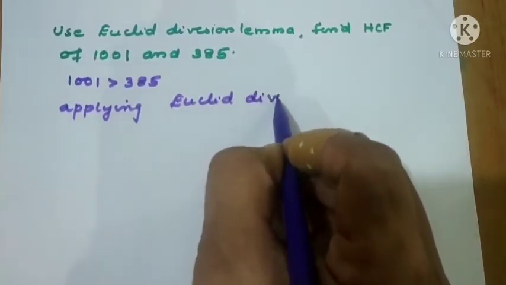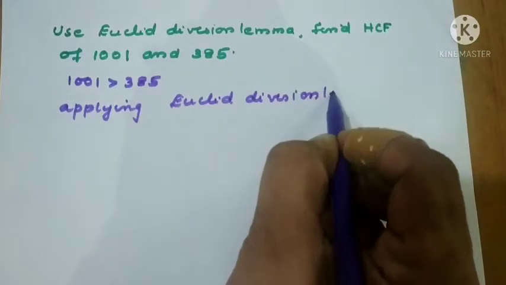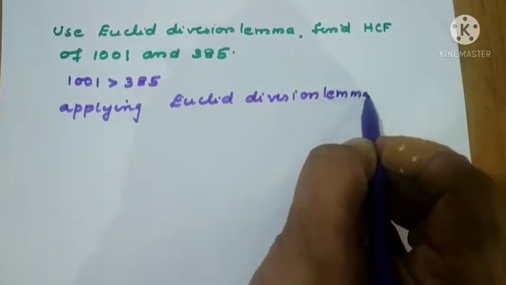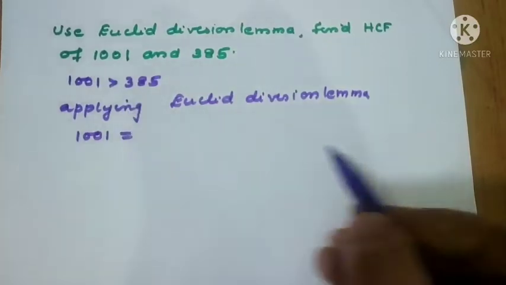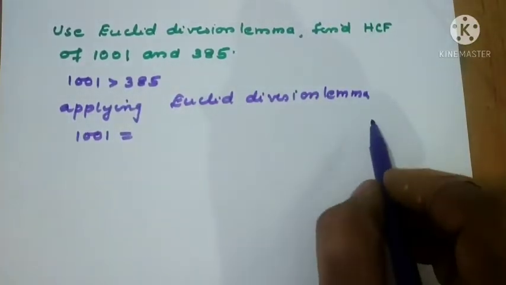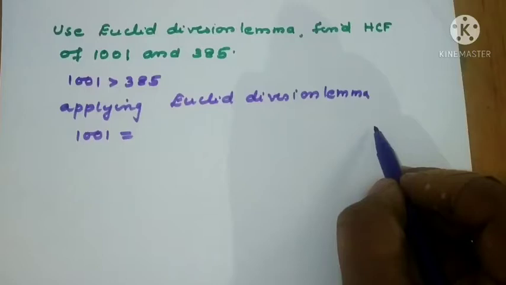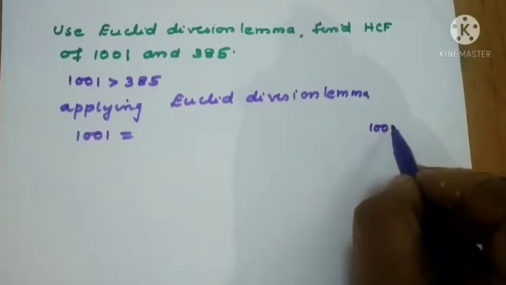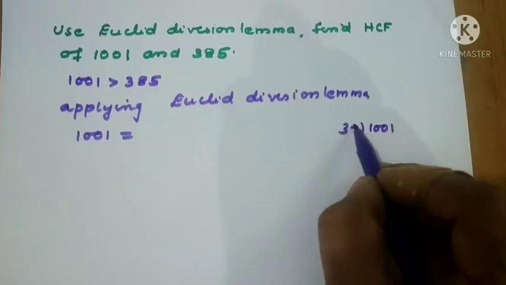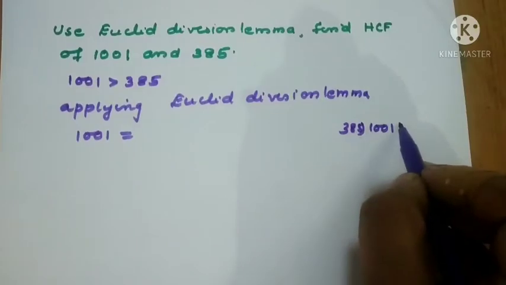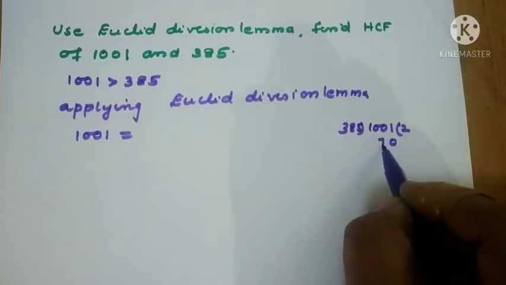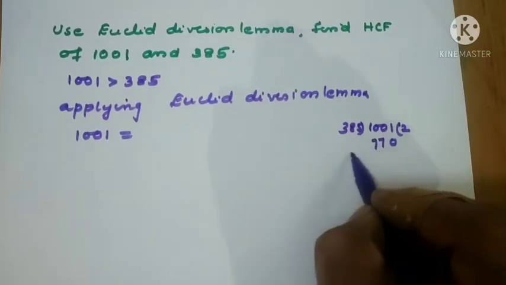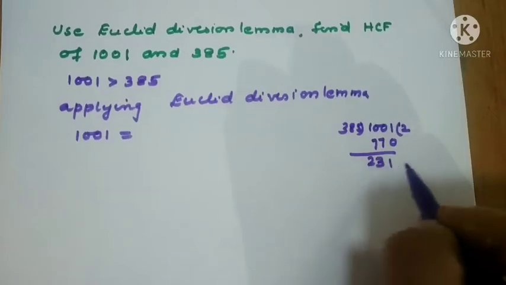What should we do? Which is the greater number? 1001 should be divided by 385, and we see the quotient and the remainder. Let us divide here on the right side. 1001 divided by 385. How many times will it go? 2 times. So multiply: 2 fives are 10, balance 1, 7, again 1. So 770 is there and the balance is 231.